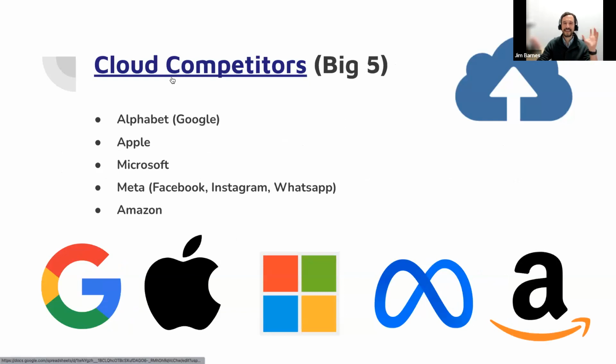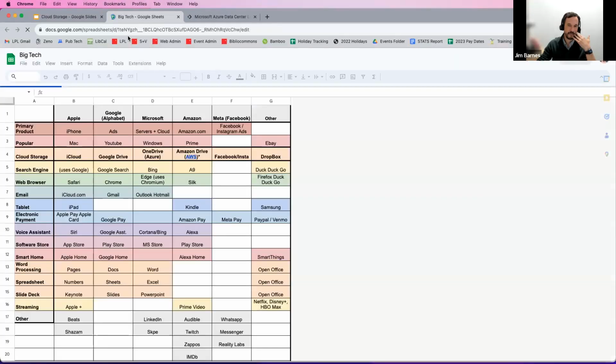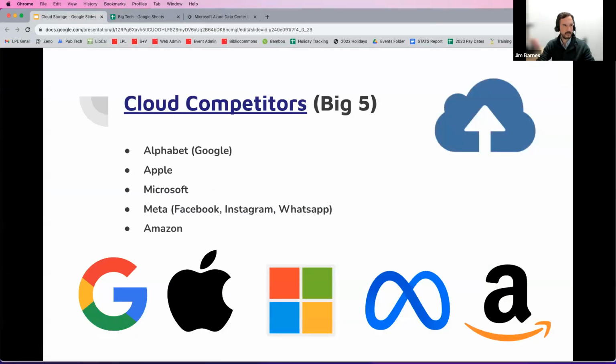Okay, so then when we talk about the cloud, you inevitably talk about these five large companies, and I'm calling them cloud competitors. Now, there's definitely many other companies that offer cloud services, cloud storage, cloud backup, but these five companies are called the Big Five, and those are the Big Five tech companies. And I have a little graphic here to show you. I've been working on this for a little while as I help people at the library in technology one-on-ones. I find it useful often.